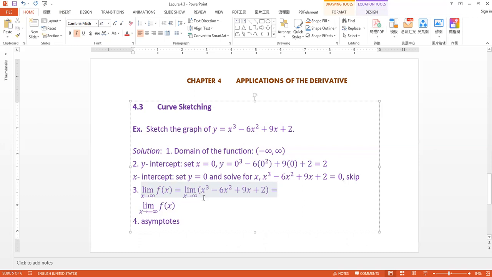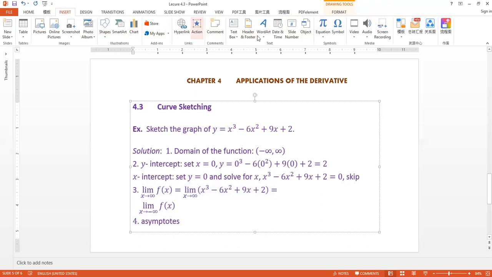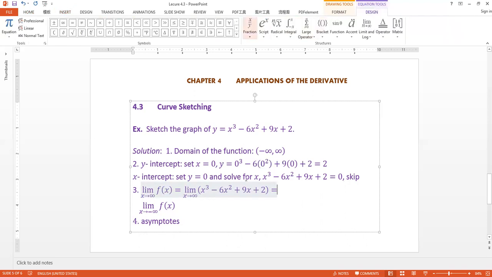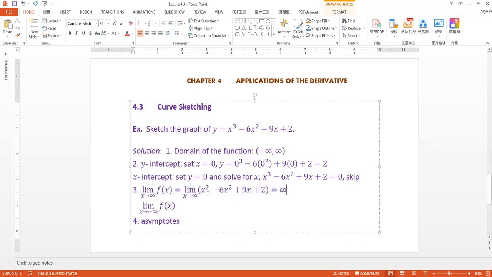And you can see the first term is x cubed. Compared to the other two terms, they have a smaller power of x. That means it will grow much faster than the other two terms. So at the end, the behavior of the function is dominated by the first term, and that will give us positive infinity. As we know, x cubed approaches infinity as x approaches infinity.